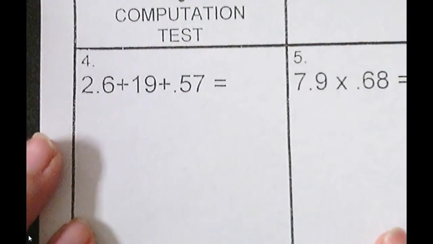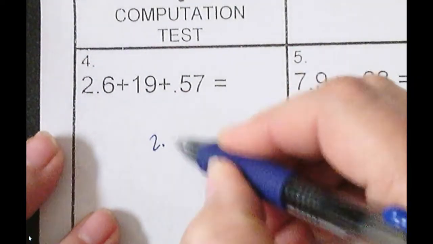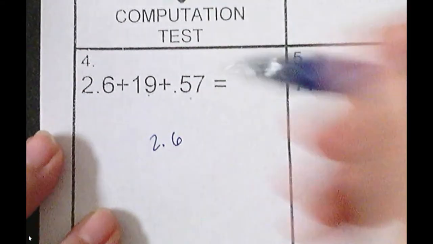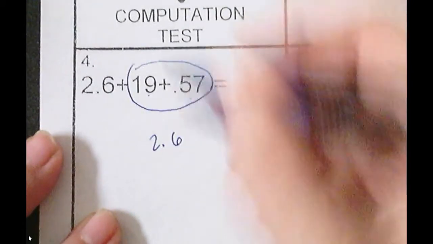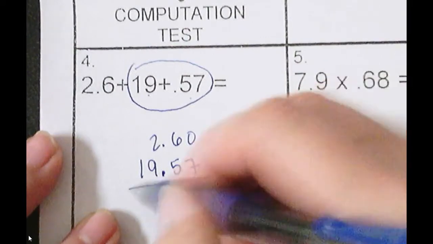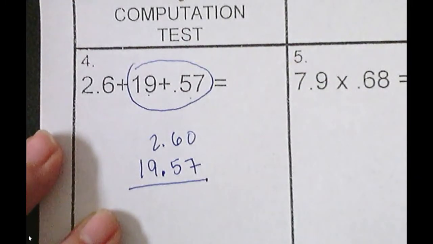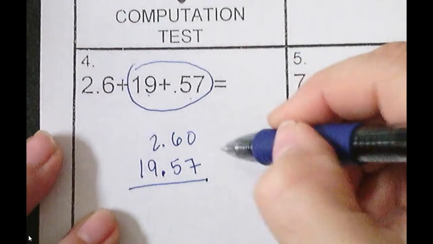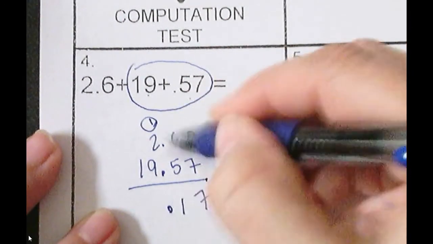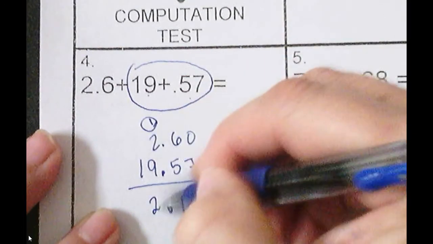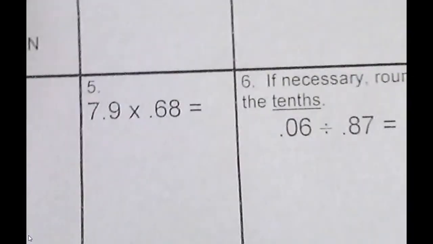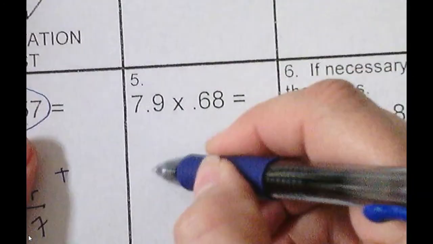Question 4. Why don't we line up our decimals? 2.6. And can't you put those together? That's a whole number and a decimal. And that's 60. So wouldn't this be 19.57? You can always do that if you have a whole number with no decimal and a decimal with no whole number. We're adding. How about 7? That's 11. Carry my 1. Decimal goes here. 9, 10, 11, 12. 2.